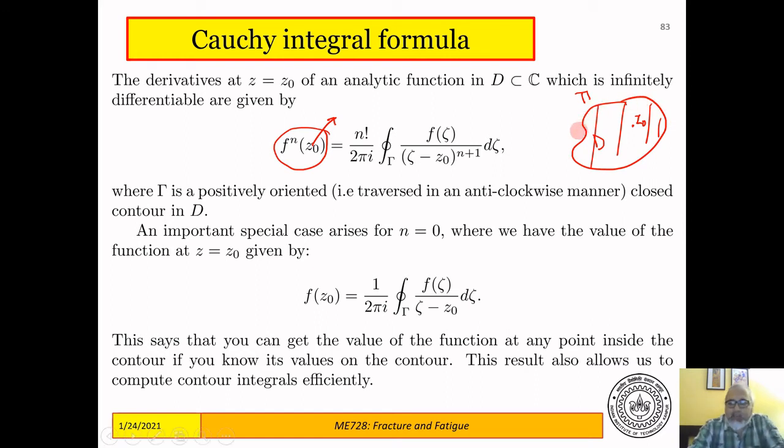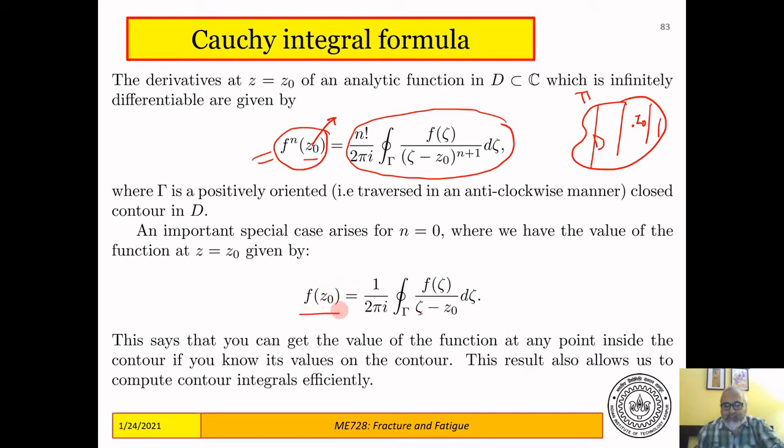This is the theorem that I alluded to at the beginning when I talked about analytic functions. This is a very, very remarkable result which says that the nth derivative at z0, anywhere inside the domain where the function is analytic, is given by this formula. In particular, if n is equal to 0, then I have 0 factorial, 1 by 2 pi i, contour integral over gamma of f(zeta) by (zeta minus z0) d zeta. This integral gives you the value of f(z0), which is the value of the function at z0.